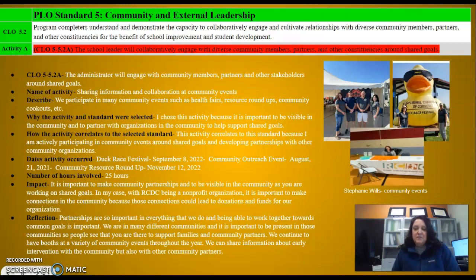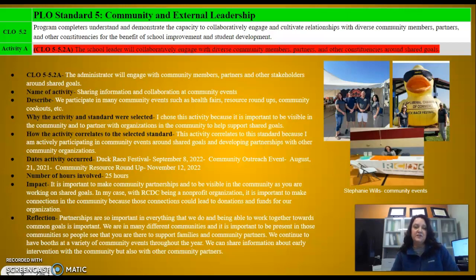Russell Child Development Center is a little bit different than an elementary school in that we are a nonprofit organization and we do provide services to a variety of communities. So we participate in many community events such as health fairs, resource roundups, community cookouts, etc.